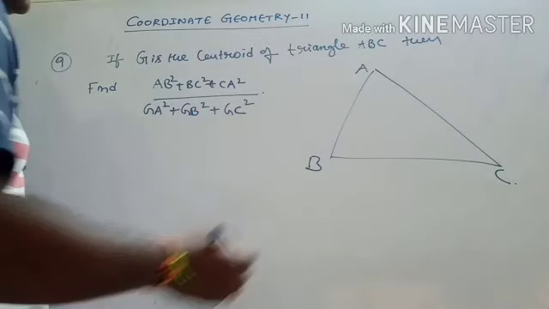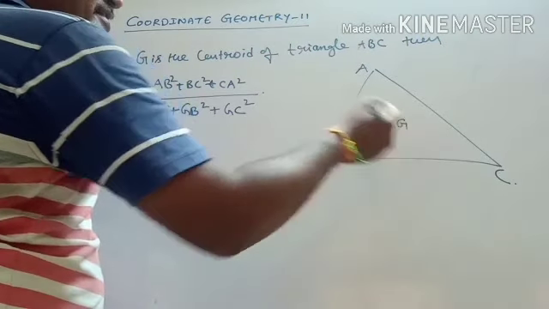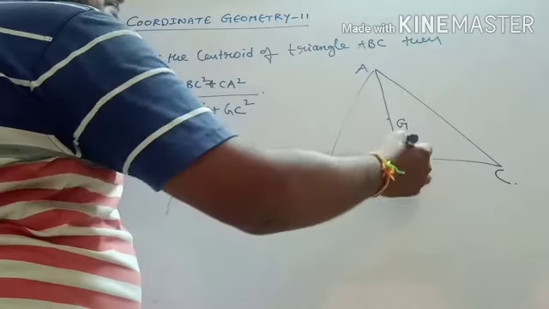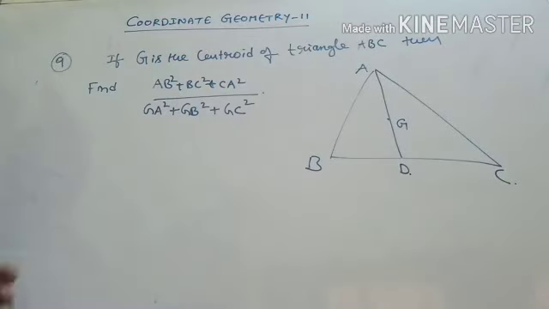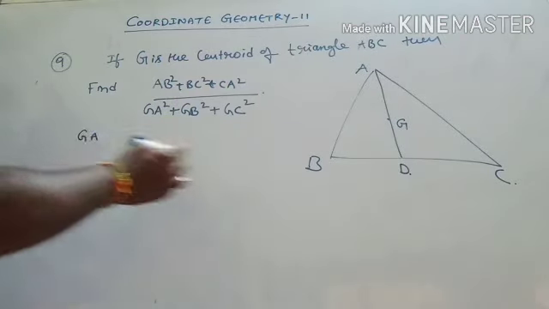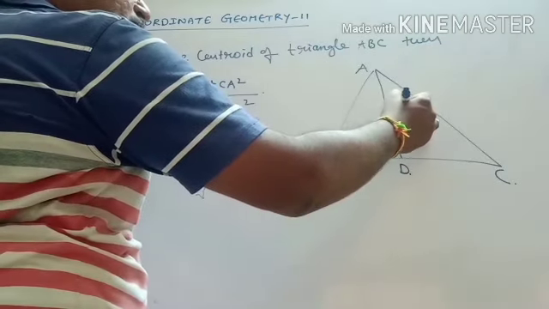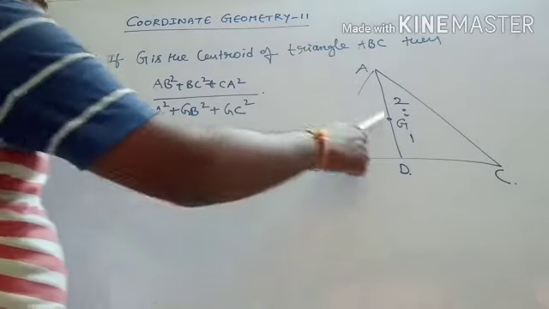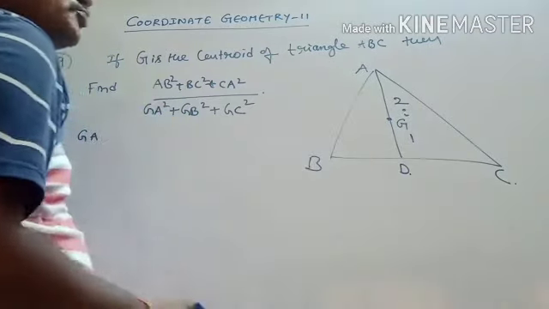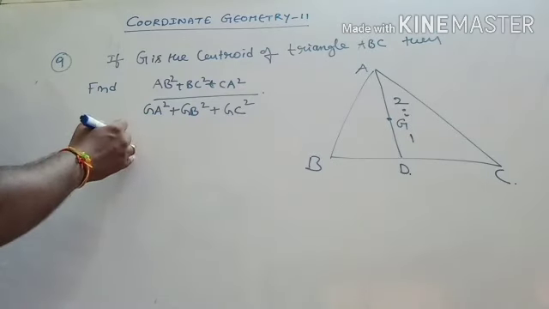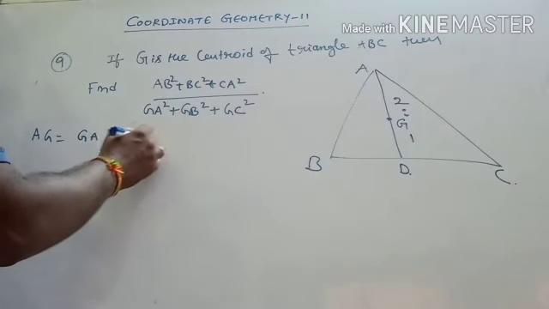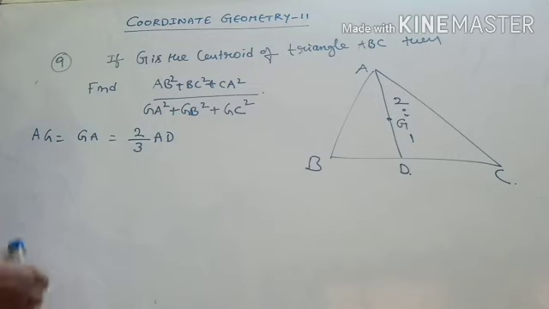Once ABC is the triangle, you know that G is the centroid, which is the point of intersection of medians of the triangle. And AD is the median. G will divide the median in the ratio 2:1. If you don't know, you know it now. Centroid will divide the median in the ratio 2:1. Therefore, GA is equal to 2/3 of AD. This is the solution part.